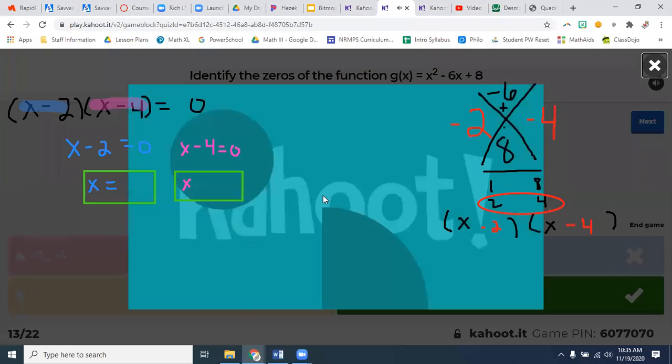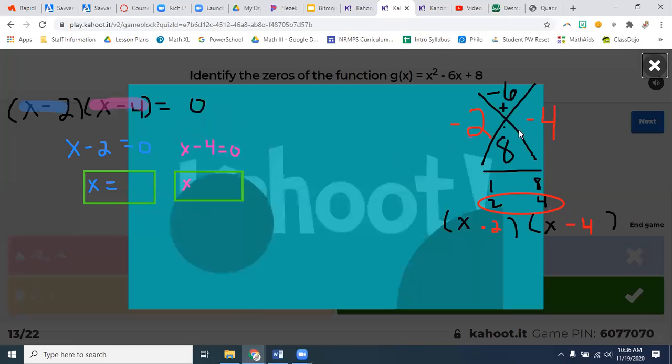All right, just so we can see what I wrote. Factor. This is so that you can get what goes in parentheses. Two numbers that multiply to give me a positive number but add up to give me a negative number, they need to both be negative. Negative times negative is positive. Negative 2 plus negative 4 is negative 6. So those are the two numbers that go in my parentheses, in factored form. x minus 2, x minus 4, keep the sign.